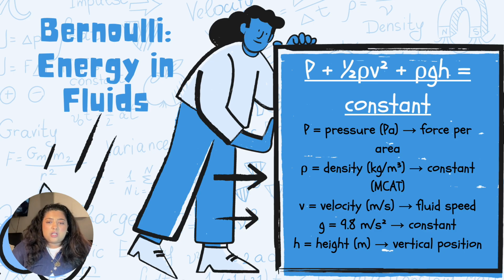If we look at the equation here, we've got the pressure, the motion, and the height component, and so the number on the left-hand side of the equation must be the exact same as the right side. So if something on the left-hand side increases, something on the right side must decrease to ensure that we have continuity in our equation.